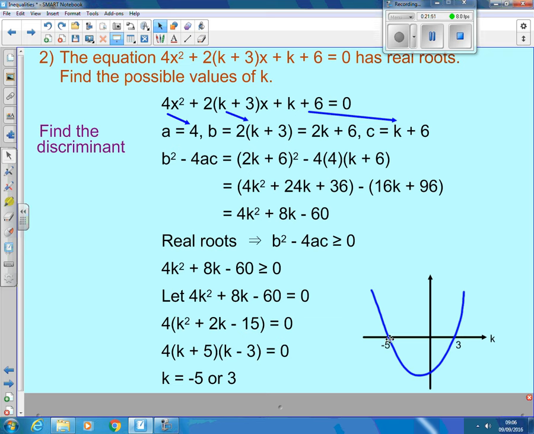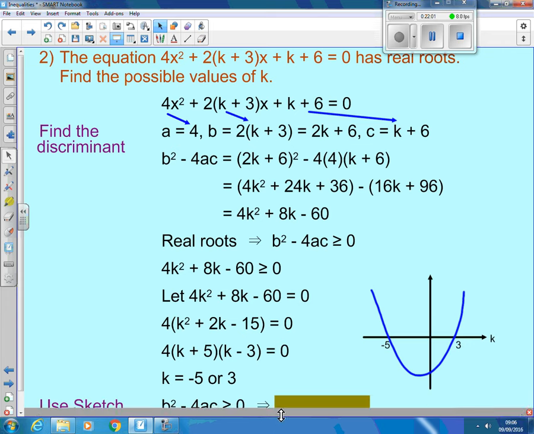So either k is less than or equal to minus 5, or k is to the right of that, greater than or equal to 3. Notice I've got to have an equals involved in these. So for sketching that, greater than or equal to 0 gives you k less than or equal to minus 5, or greater than or equal to 3.